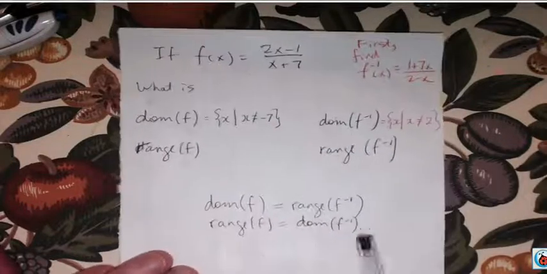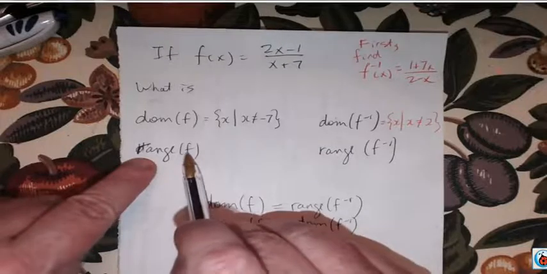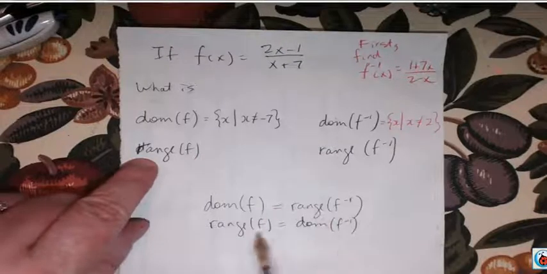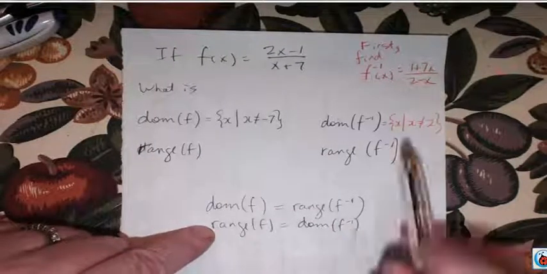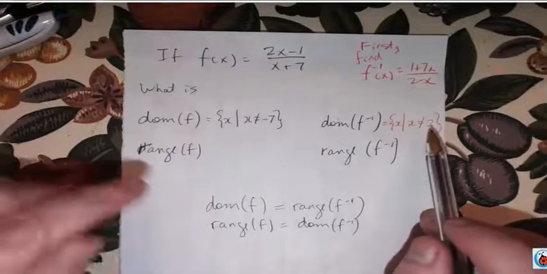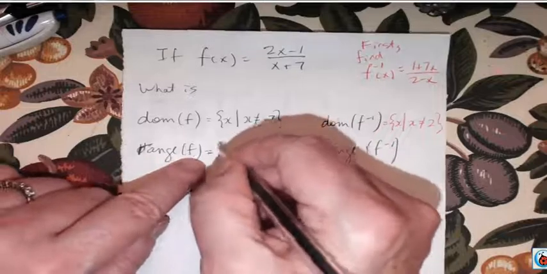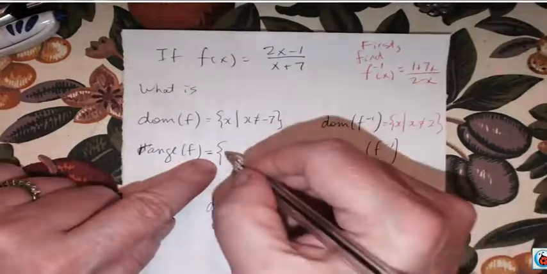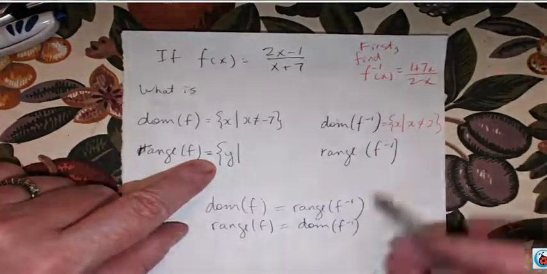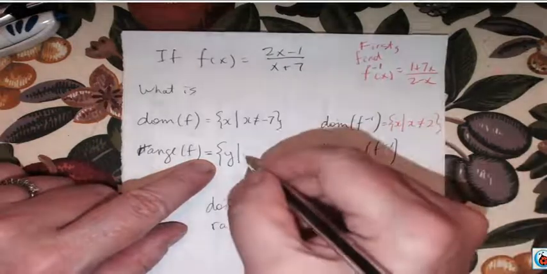Now I'm going to make use of this. The range of f is equal to the domain of f inverse. You just have to adjust the x's and the y's. The range is the allowable y values. So the range of f is going to be any y value such that y is not equal to 2.